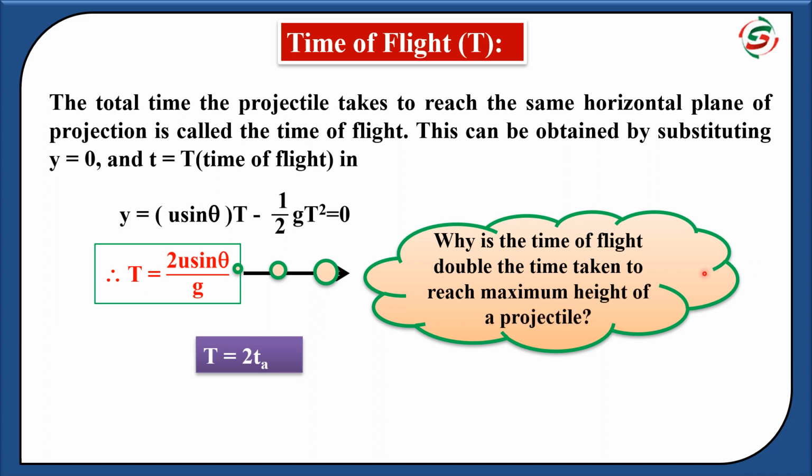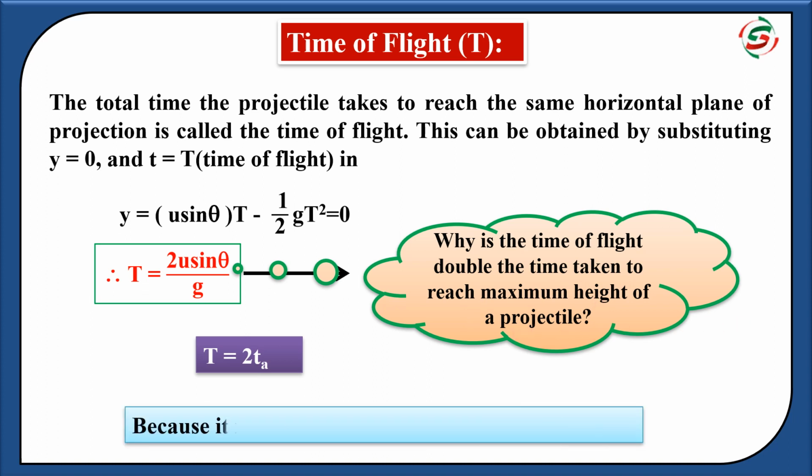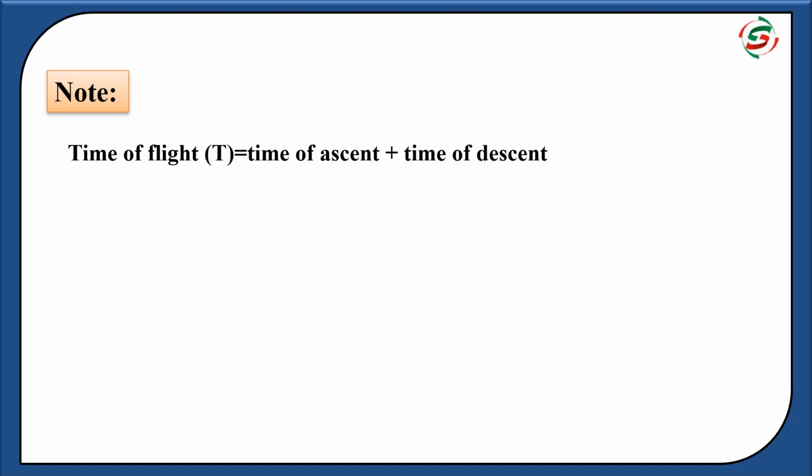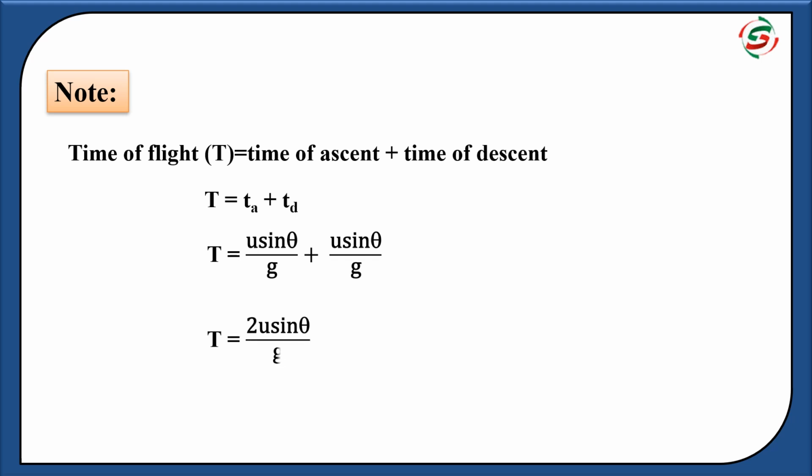Why is the time of flight double the time taken to reach the maximum height of a projectile? Because of the symmetry of the parabolic path. Time of flight capital T is equal to time of ascent plus time of descent, T is equal to TA plus TD. Capital T is equal to u sin theta by g plus u sin theta by g because time of ascent and time of descent are the same. So capital T is equal to 2u sin theta by g.